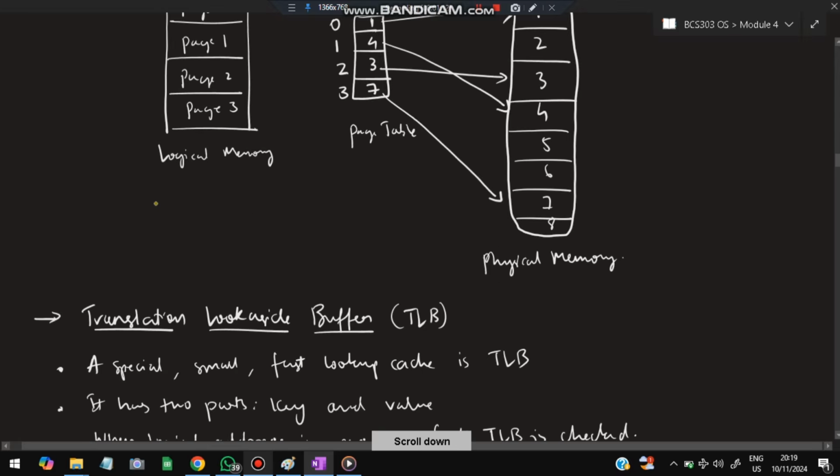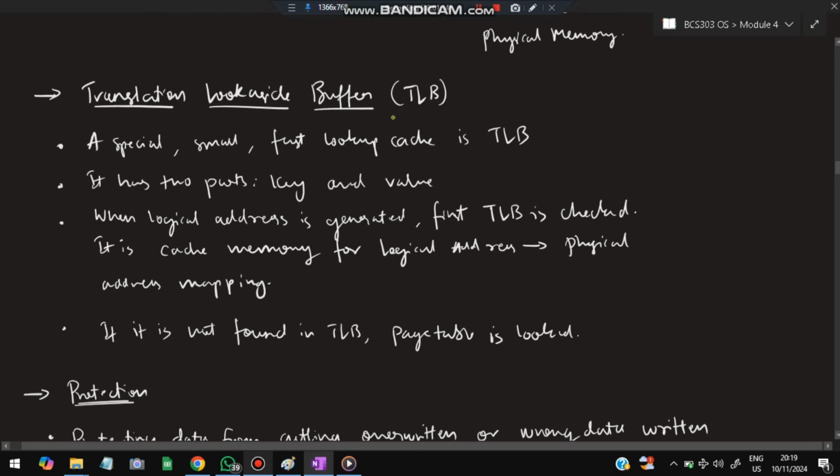Moving on to the next one, which is the translation look-aside buffer. It is a special, small and fast lookup cache called the TLB. It has two parts, key and value. The TLB is just a table where we have a key as well as the values associated with that. Now what is the key and what is the value?